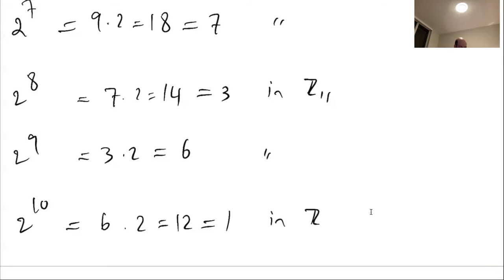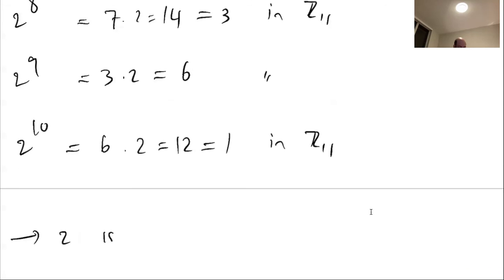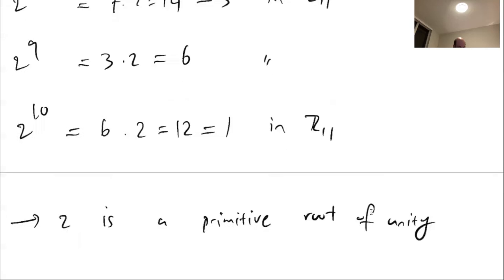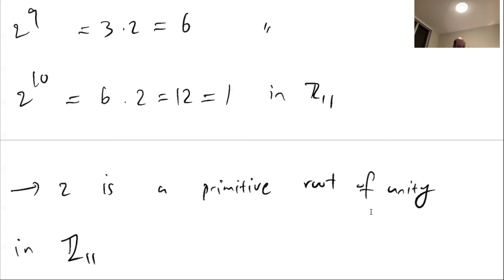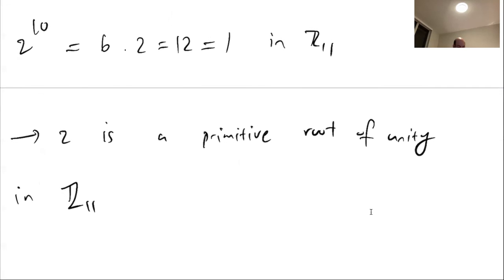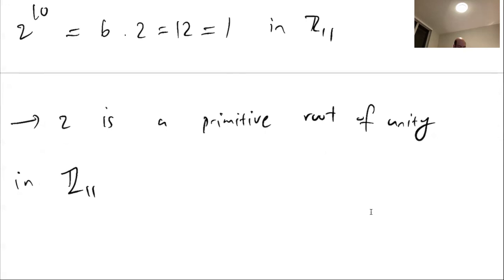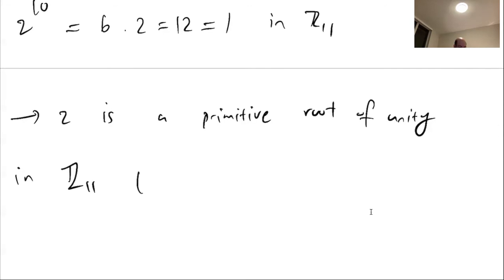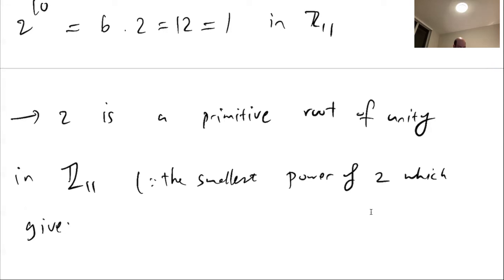1 in Z11. So that means 2 is a primitive root of unity in Z11. Two is a primitive root since the smallest power of 2 which gives 1 is p minus 1, which equals 10.